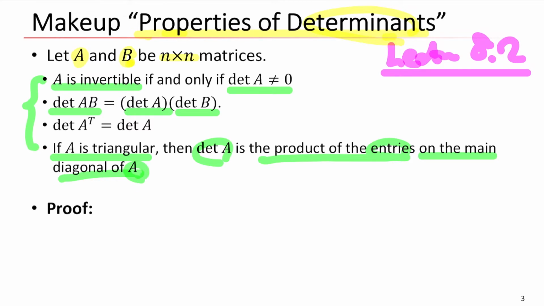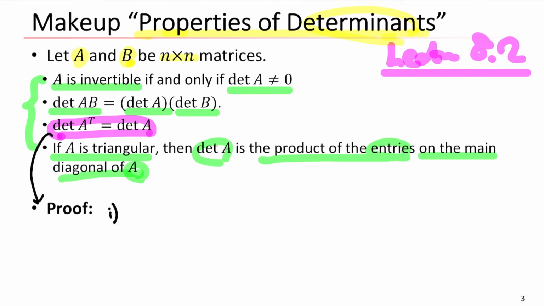In lecture 8.2 we already talked about these three properties, but we skipped this property. So today we will briefly prove it. Here, the determinant of A transpose should be equal to the determinant of A. How can we prove this? To prove it, we need the principle of mathematical induction. So here is the proof.